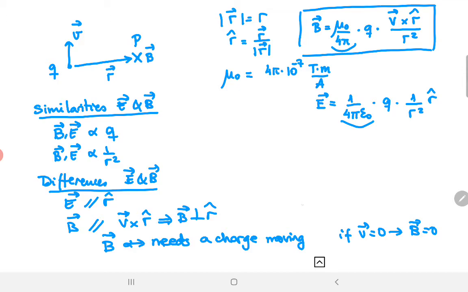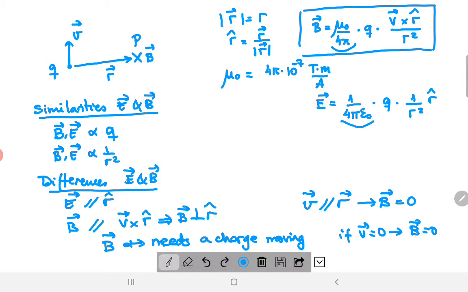And of course, if the point is parallel to the velocity, then again the magnetic field at that point is 0. Okay, so there are big differences also. There are similarities and differences between both. Okay, so let's use this for a simple example, which is just a point charge moving.